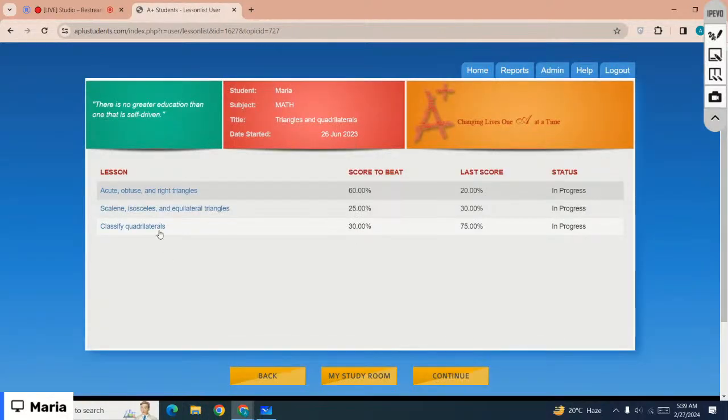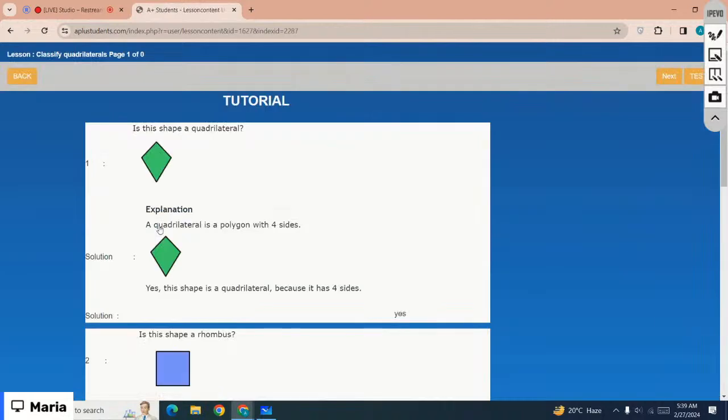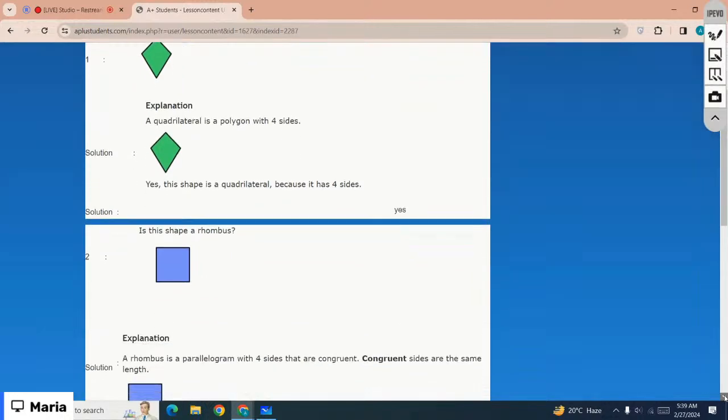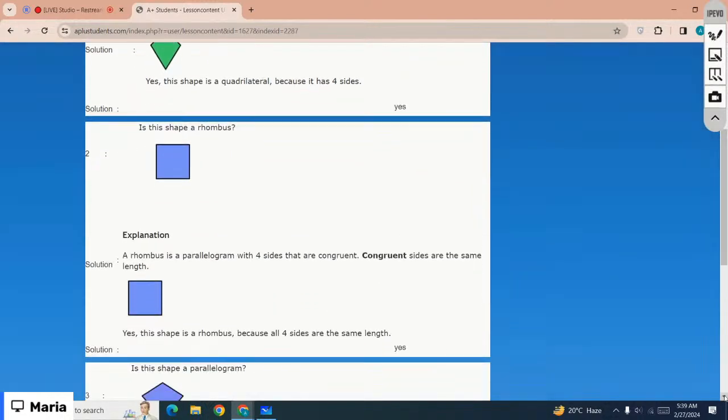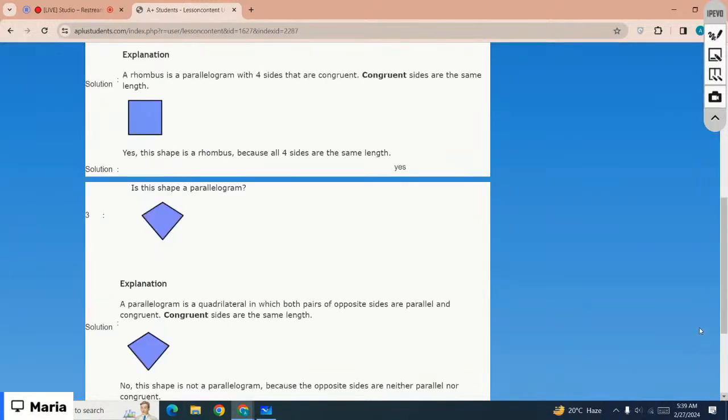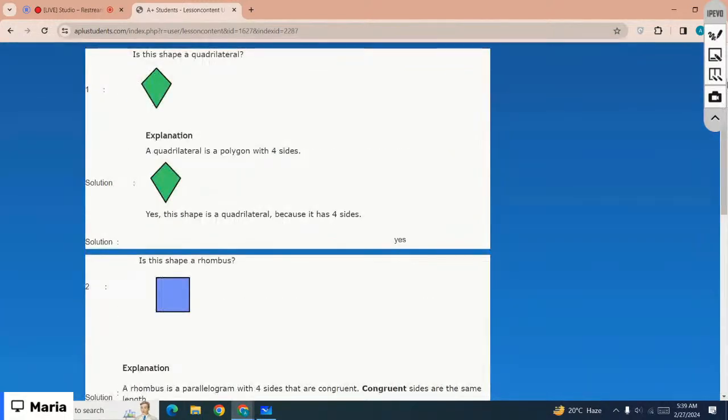The next lesson is classify quadrilaterals, right? So you are given the shapes, you need to see if they are quadrilaterals. Yes, it is, because the shape has four sides. So if the shape has four sides, that means the shape is a quadrilateral, right? Let's just start with the test questions.